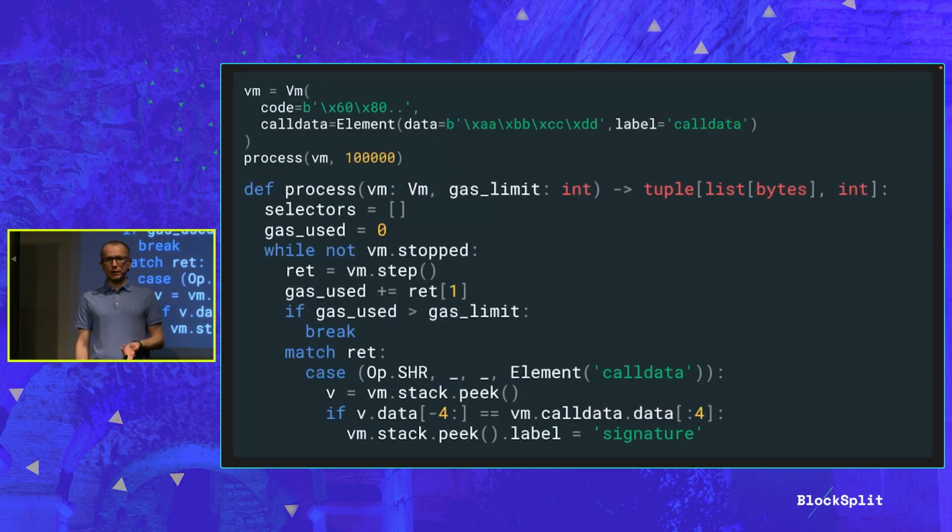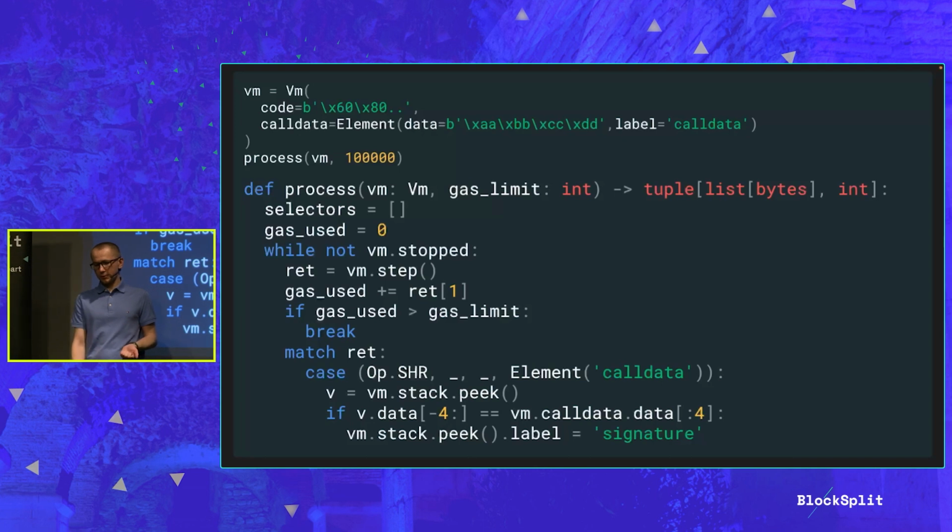To extract all the selectors of the contract using this approach, I just need to create an instance of the virtual machine, pass the contract bytecode to it, and pass call data as labeled data, or some random data with the label calldata. And then I execute all the opcodes in the contract step by step. Of course, I'm tracking the gas usage, because if we overstep the limit, we need to break.